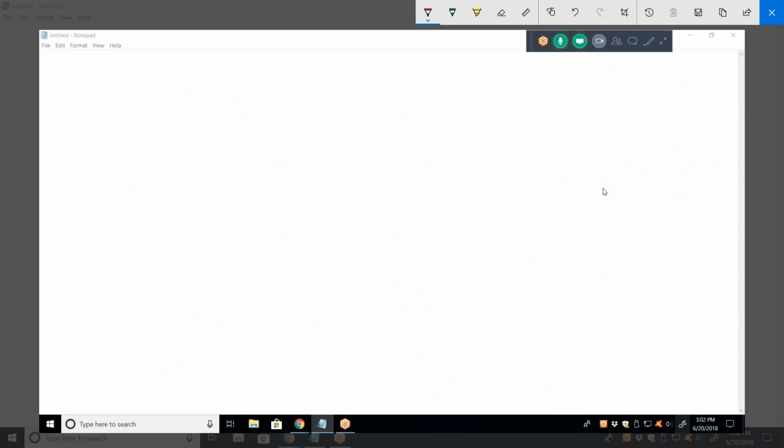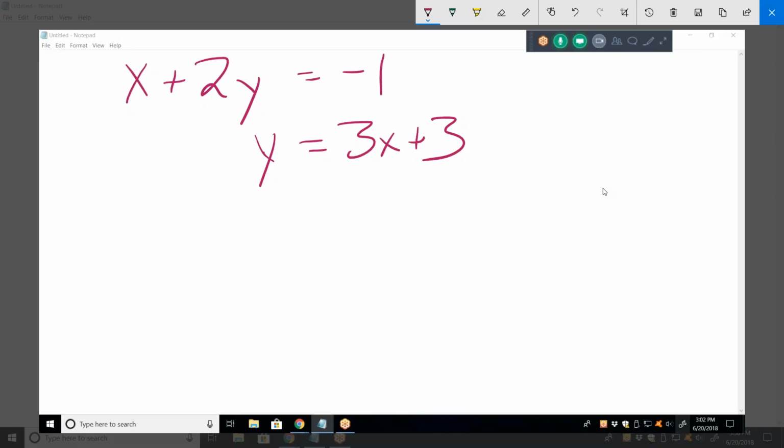I'm pulling it up. So it's back to solving a system of linear equations. Okay. So it's x plus 2y equals -1. And then y equals 3x plus 3. Are you going to use elimination or substitution? That's always the first thing you have to answer, always.